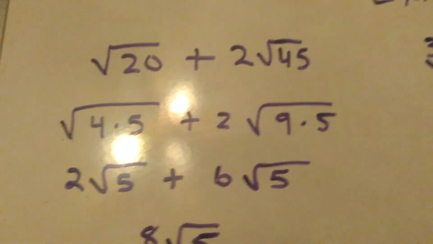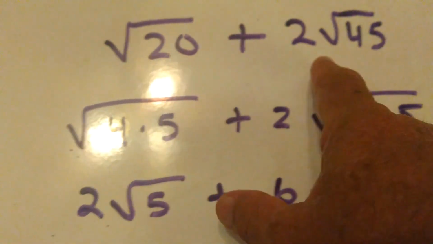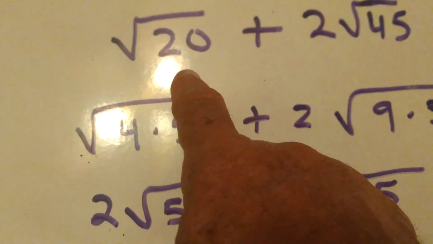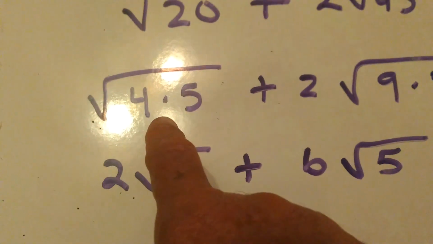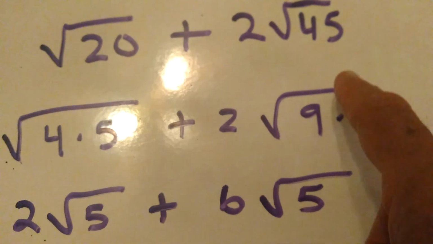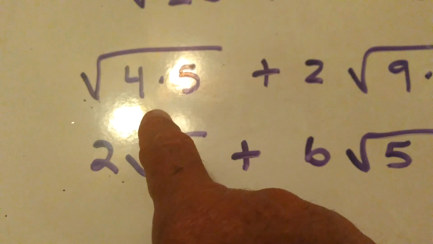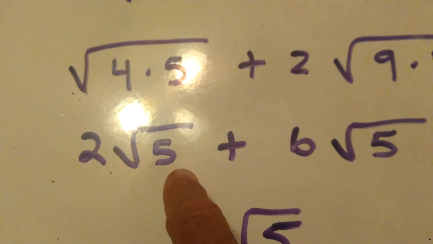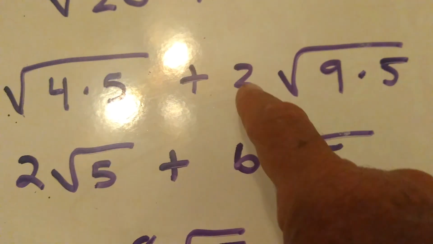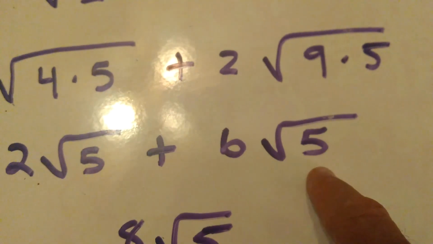We need to know our perfect squares, because a perfect square has to divide into these numbers. Otherwise, we can't reduce the radical. So 20 becomes 4 times 5. Notice that 4 times 5 is still 20. 45 becomes 9 times 5. The square root of 4 becomes 2, which comes outside. The 5 stays inside. Square root of 9 becomes 3. When it comes outside, it multiplies times any numbers outside. So it becomes 6 square root of 5.